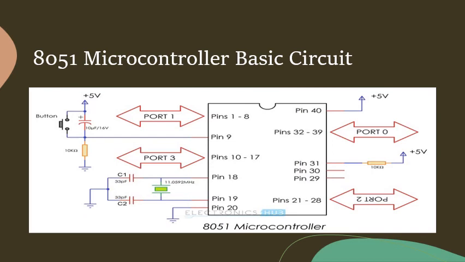First is the power supply. Pin number 40 and 20, that is VCC and ground of 8051 microcontroller, are connected to positive 5 volts and ground respectively. Next is the reset circuit. A logical high, positive 5 volts, on the reset pin for a minimum of 2 machine cycles, that is 24 clock cycles, will reset the 8051 microcontroller.